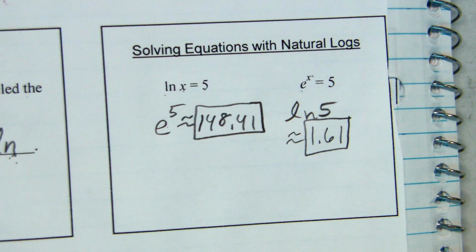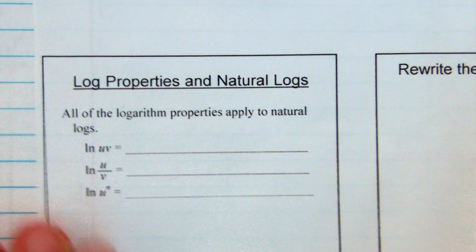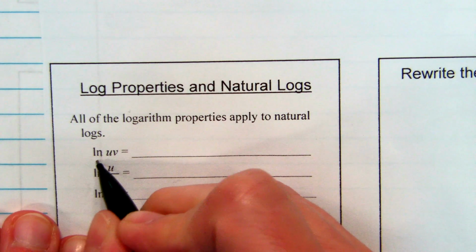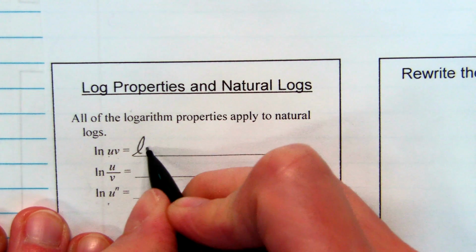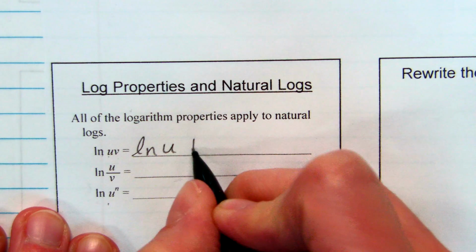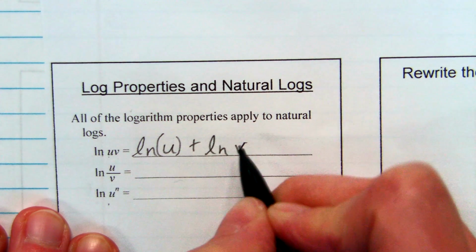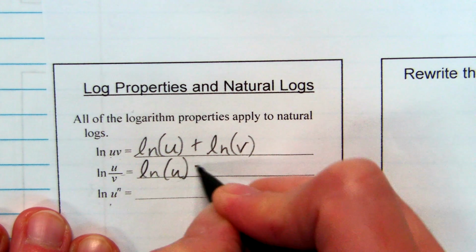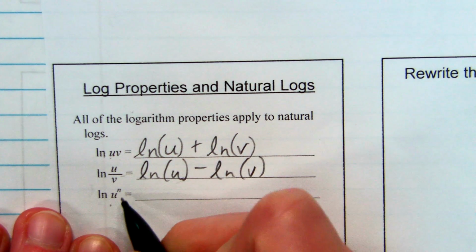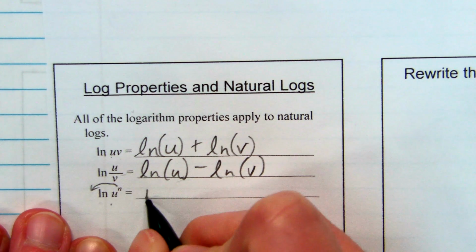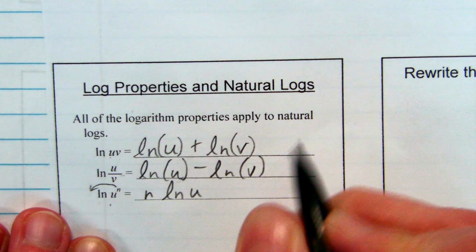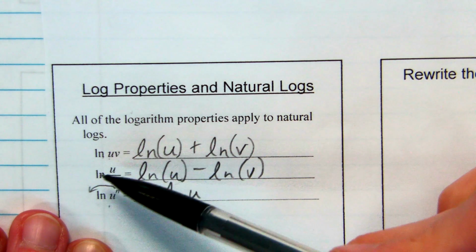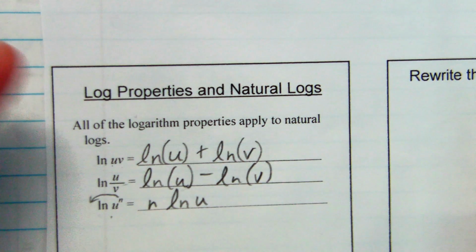The next part is just going to let you know that all of the log properties also work for natural logs. Even though it doesn't say log, they work. So if I have ln of u times v, when we break them apart to expand, it'd be ln of u plus ln of v. If you like to put the parentheses on those, you can. That's optional. If I have division, it changes to minus. And the power, you can still bring down and do n times natural log of u. So all of those properties that we saw in the last lesson work for natural logs just like they do for other logs with other bases.